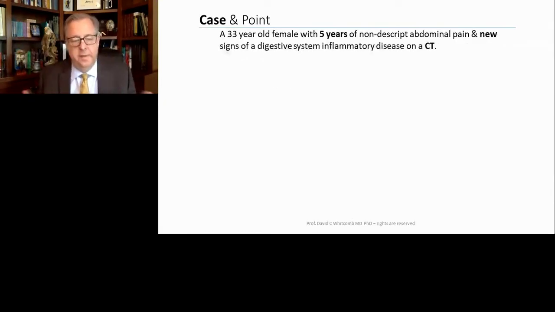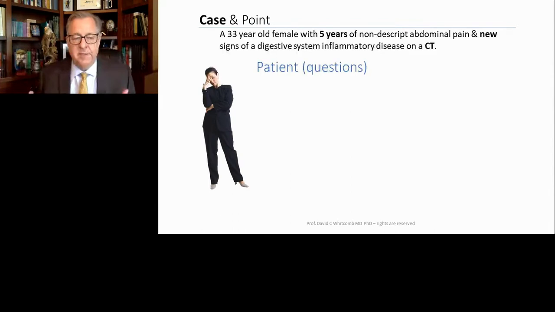I'd like to start with a hypothetical case of a 33-year-old woman with 5 years of nondescript abdominal pain, and she has new signs of a digestive system inflammatory disease on a CT scan. Now, when she sees this report, she becomes very worried. She begins looking on the internet and trying to find a doctor, and she only has three questions.